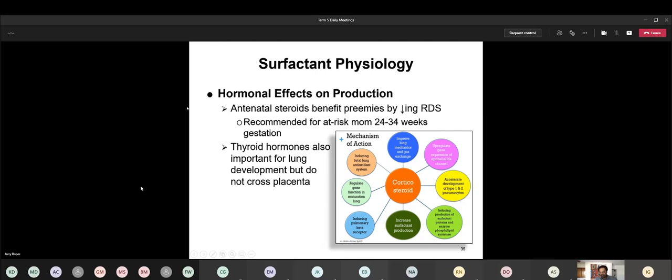And this picture right here is an overview of all the different things that steroids can do for the body. These are some of the more common things that steroids can do. And this is all in the name of getting that surfactant prepared, so that if the baby does have to be born this early, there would be a better outcome.